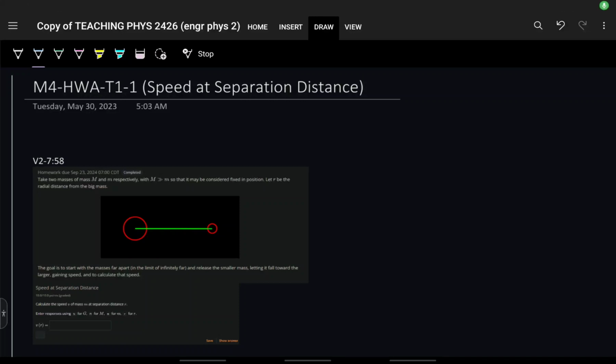Hello everyone, we are looking at Module 4, Homework A, Tab 1, and this is the first part, and we're looking at speed at separation distance. So we have to find the speed v of r of a small mass, little m, as it falls towards a larger mass, which is denoted by capital M, starting from an infinite separation distance and gaining speed as it moves towards the larger mass.